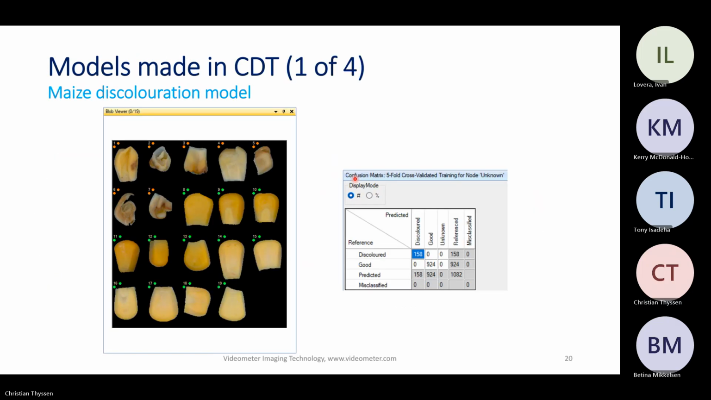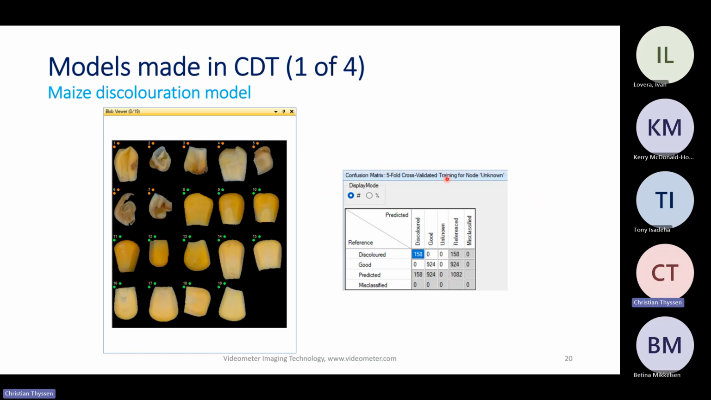And in the last few slides, we provide some examples of models that were made in CDT, so what you could potentially use this software for. Here we have a simple model where we want to predict either good or discolored maize. As you can observe here, these maize kernels have some kind of discoloration, either a small patch, or maybe the entire kernel is discolored, as you can see here. And we would like to predict if that is the case.